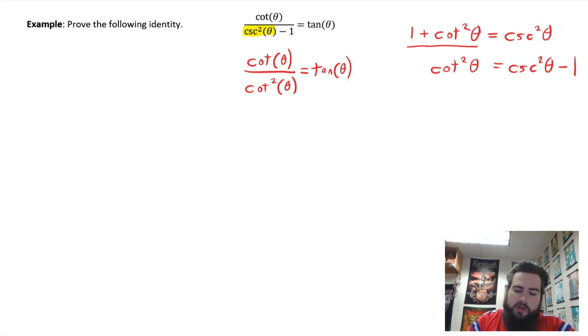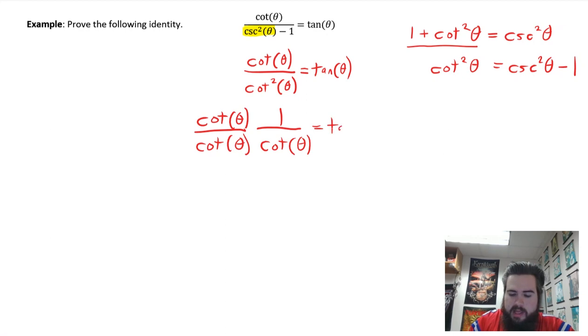If I factor out a cotangent from both the top and the bottom of this expression, leaving me with 1 over cotangent of theta, I should be able to cancel out those two cotangents that I factored and just have 1 over cotangent of theta on the left.